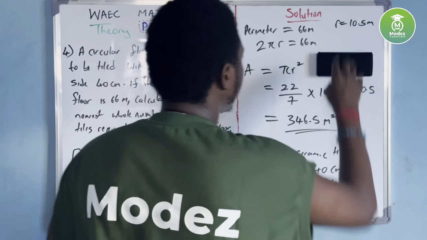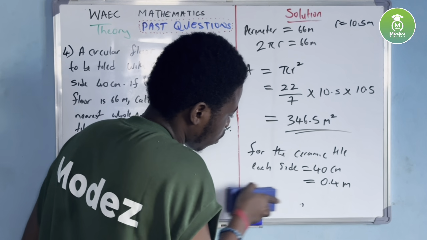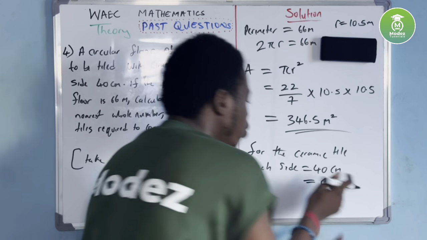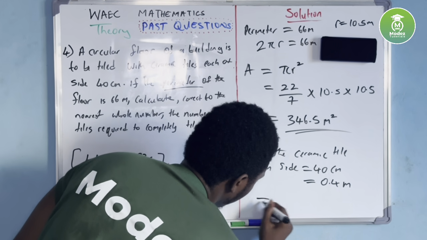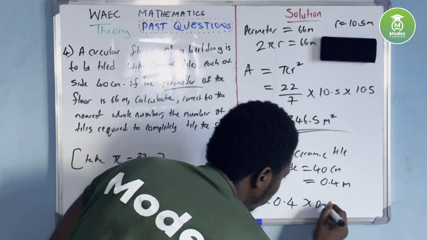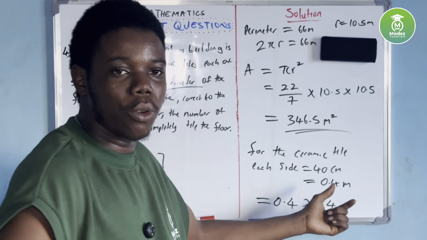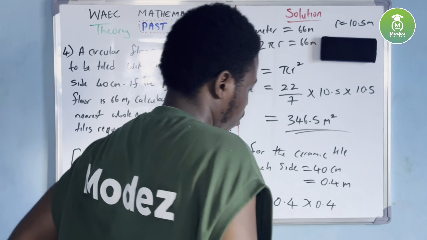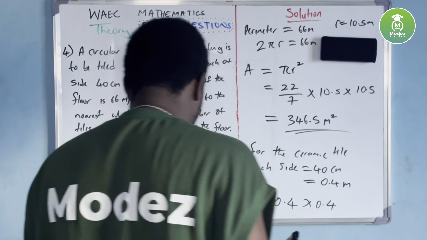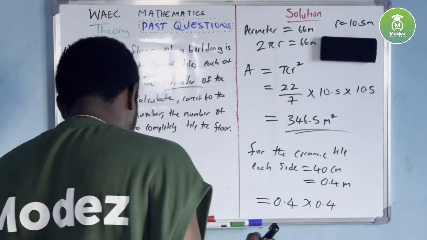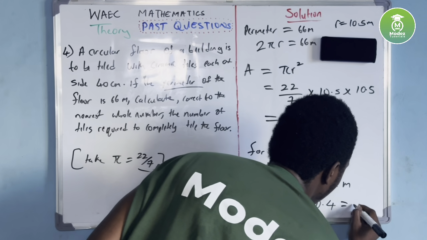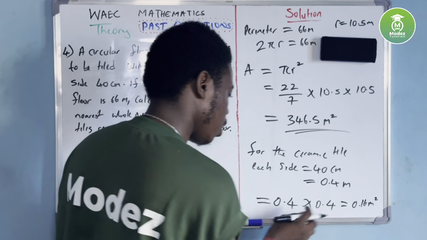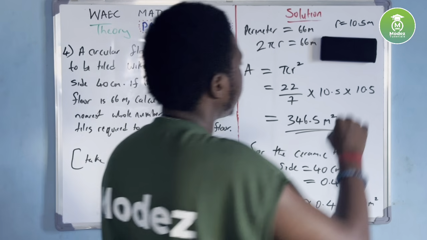Do you get it? So since each side is 0.4 meter, the answer is going to be what? 0.4 times 0.4 to get the area of the square. Area of the square is length times breadth. What will this give you? This should give you 0.16 meter square. Don't forget, area is meter square, perimeter is meter. Do you get it?